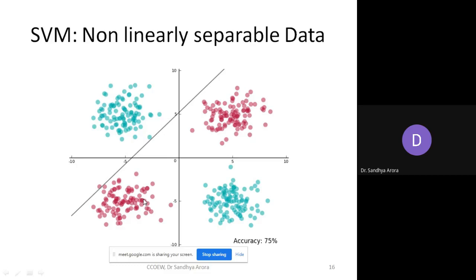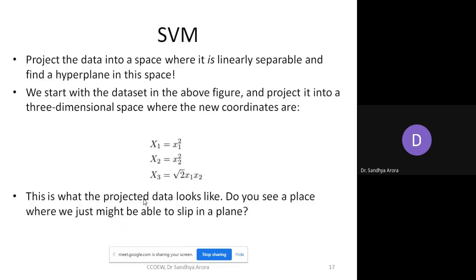Okay, so how does SVM deal with non-linearly separable data? SVM uses the trick of kernel. It maps these data points to some other dimension and tries to find a plane in that dimension. Just have a look at this.